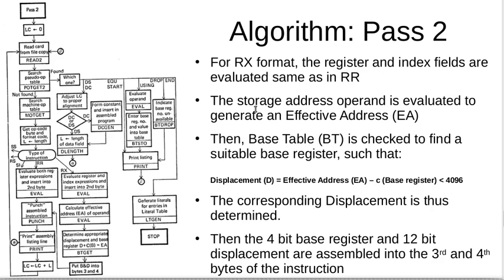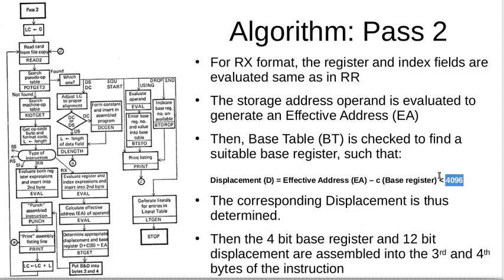Then the storage address operand is evaluated to generate the effective address. What does this storage address operand use? It uses the content of the base register and the displacement, or the offset, right? For doing that, the base register table is checked to find a suitable base register so that the displacement value is less than 4096. Now this is something we need to understand.